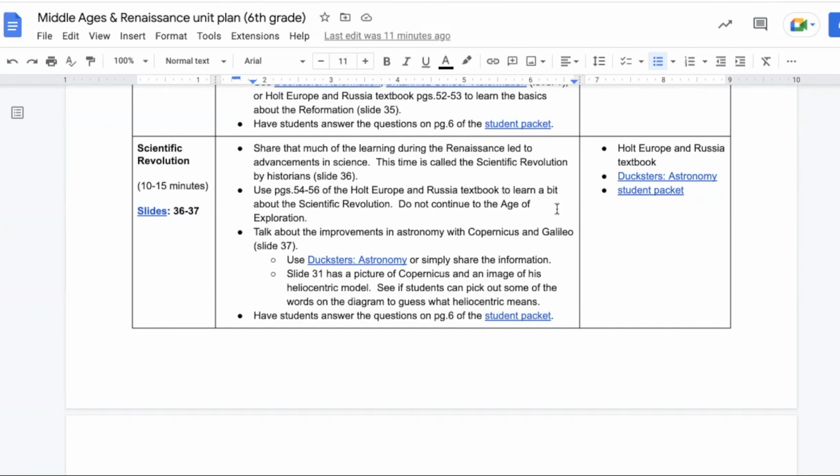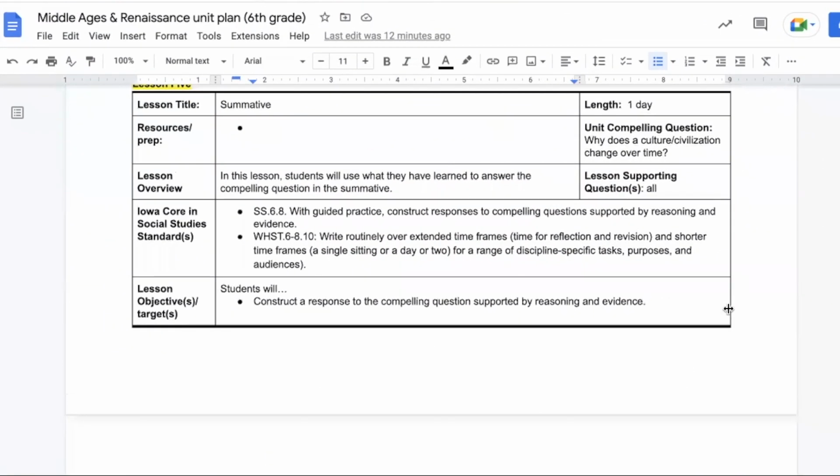It does hint towards the age of exploration, which does not need to be addressed in 6th grade. You can mention that this is when explorers are going to take a look around other parts of Africa and North and South America. Lesson 5 is the summative, and so this is the point when students complete the compelling question on the summative slideshow. Be sure to encourage students to use reasoning and evidence to support their response to the compelling question.